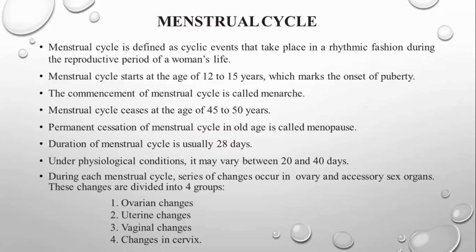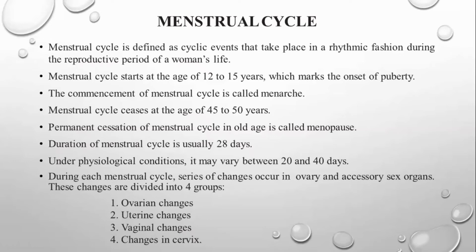The commencement of the menstrual cycle is called the menarche. That means at puberty, the starting phase, the releasing of the first ovum from the ovary, we call the menarche. The releasing of the last ovum, when finally it stops the menstrual cycle, we call menopause. So these are the two technical terms. Menarche is the first ovulation at puberty.